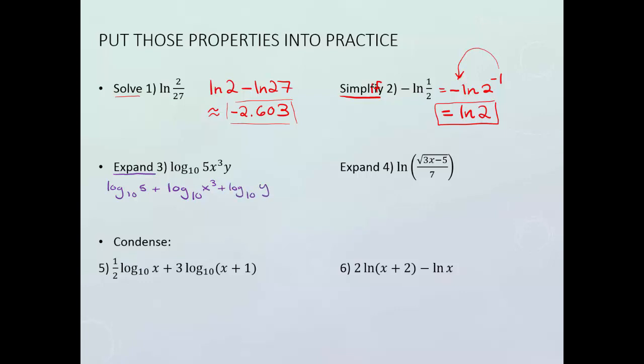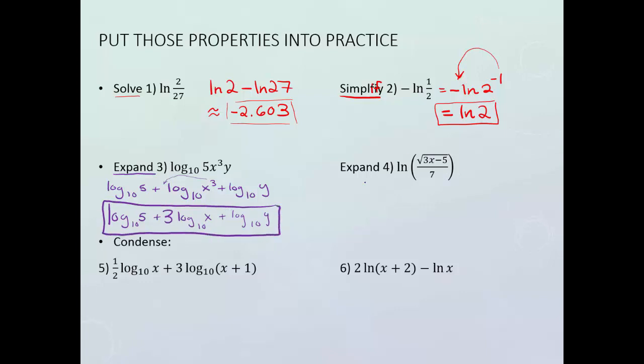But actually, these two bases are different, so we can move that 3 right out in front. So we have log base 10 of 5 plus 3 log base 10 of x plus log base 10 of y, and that is fully expanded. Put a box around it, and you're good.